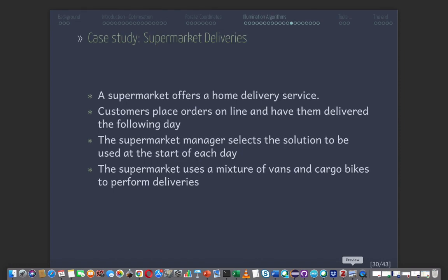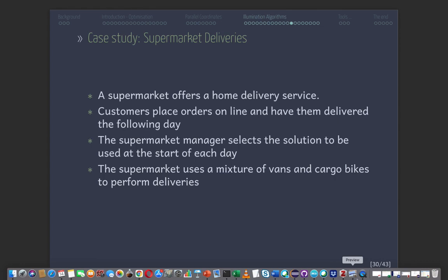So let's take a case study. This isn't a case study that's been published yet, but it's a nice generic, simple to understand case study. We have a supermarket. The supermarket offers a home delivery service. Customers place orders online and they have them delivered the following day. At the start of each day, the supermarket manager has to pick and determine a solution that will be used that day for making the deliveries.